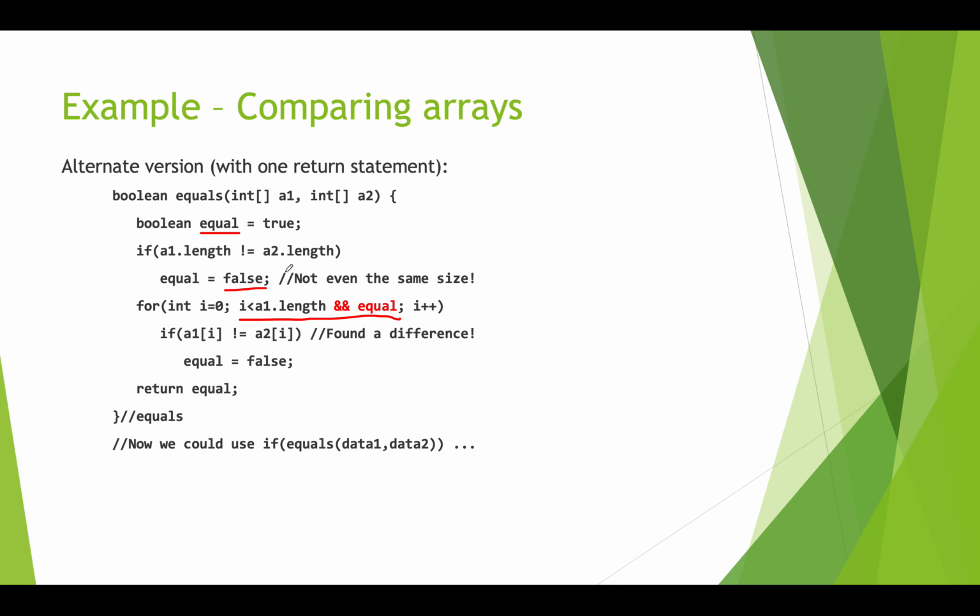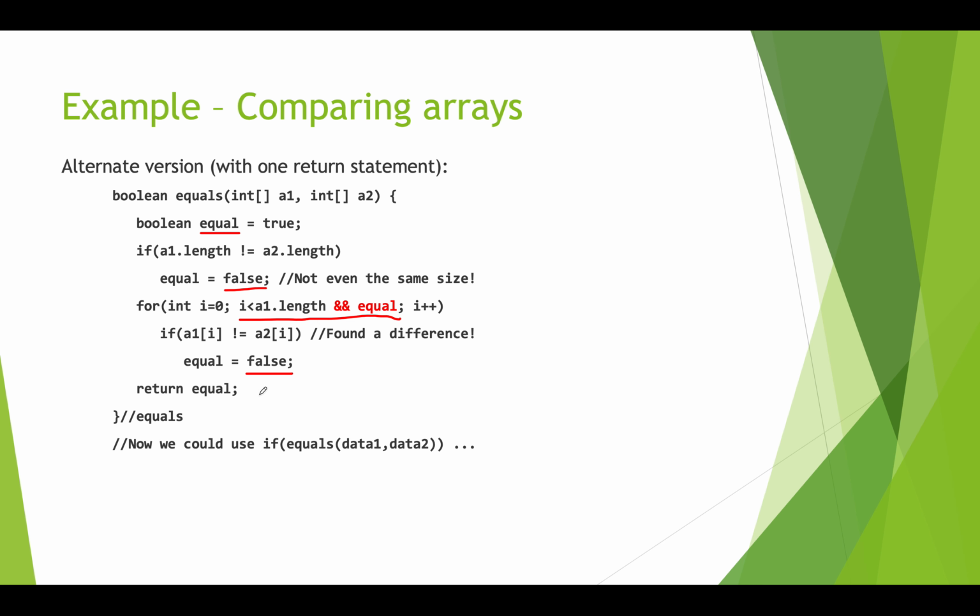So if a1.length is equal to a2.length, so this doesn't execute and equal stays true, then we're going to execute our for loop as before. Again, we're going to do a pairwise comparison of the same index in the two arrays. And if ever the elements at that same index in the two arrays are different, they are not equal, then again, we're going to set equal to false. And that will cause us to jump out of this for loop because we'll come up here and equal will no longer be true. So that will get us out of our for loop early if we find a difference early.